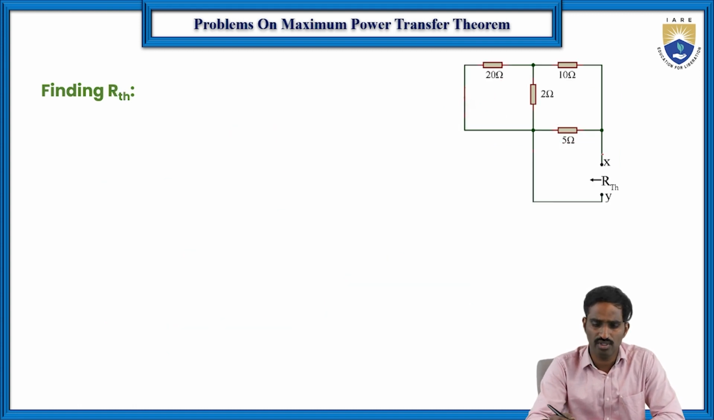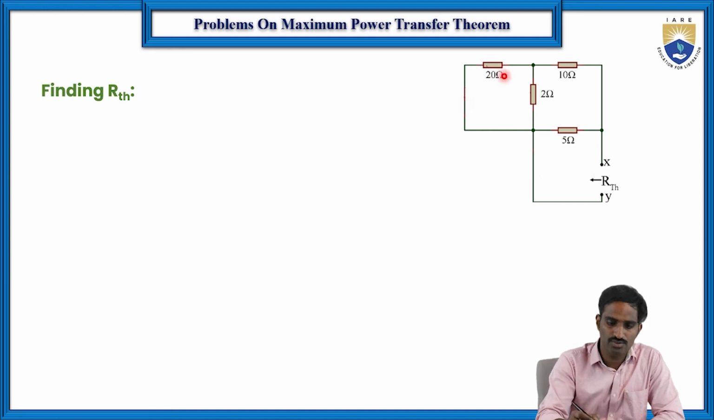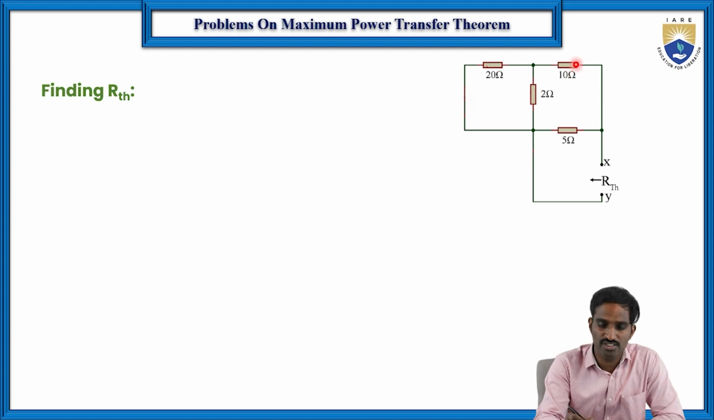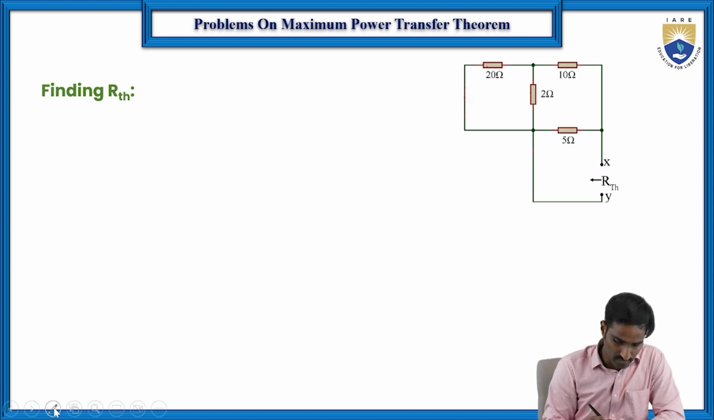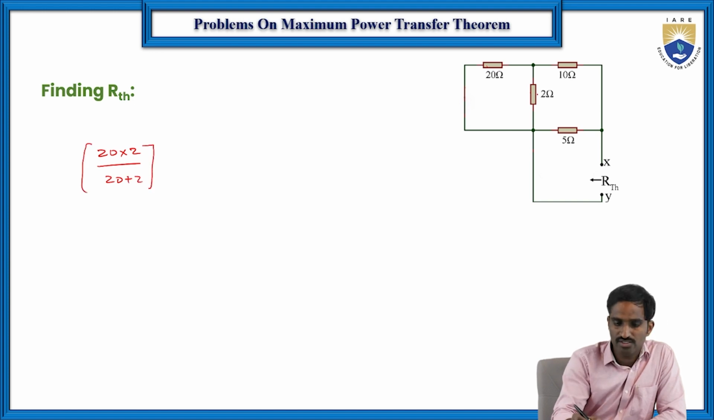Then R Thevenin. Okay, so these two are in parallel, this combination is in series with this one, and the total combination is in parallel with this one. That is how we can find the R Thevenin value. Here I'm simply writing 20 into 2 by 20 plus 2, right? And this combination is in series with this 2 ohm resistor.